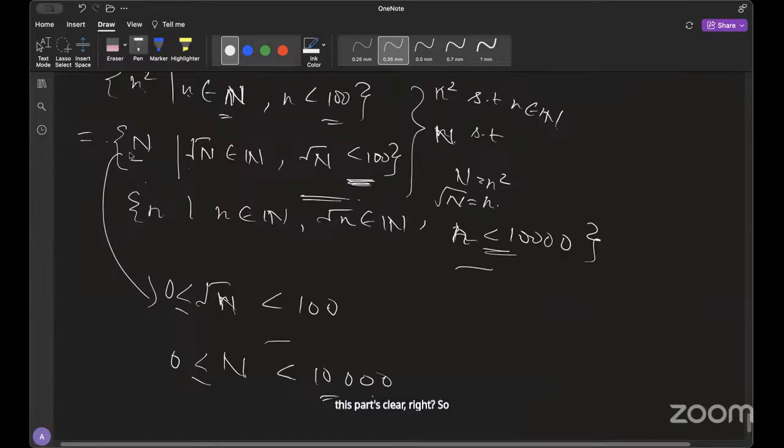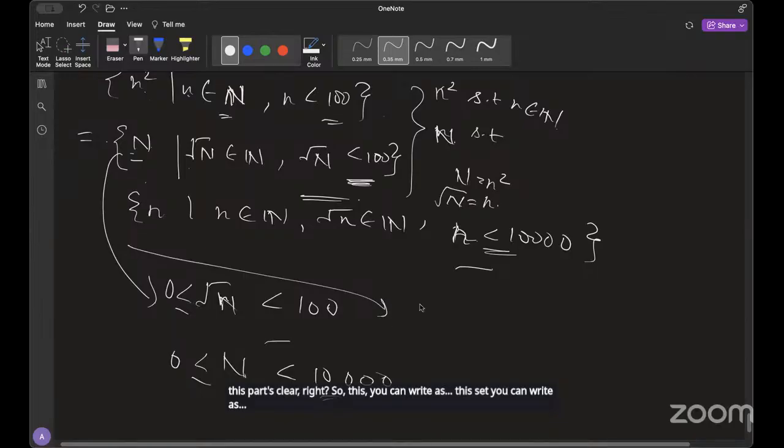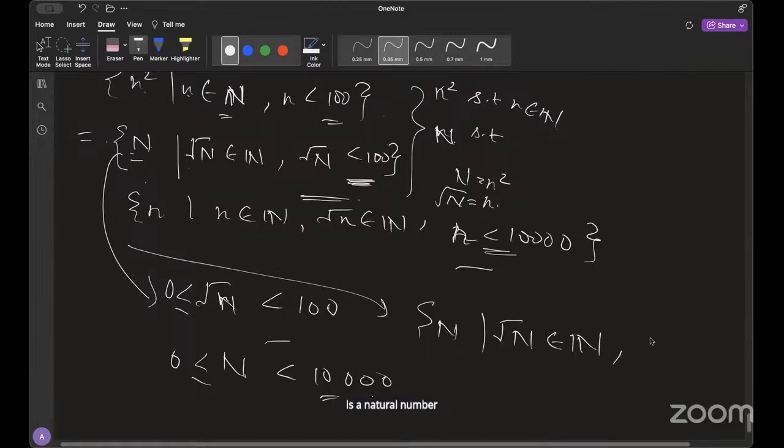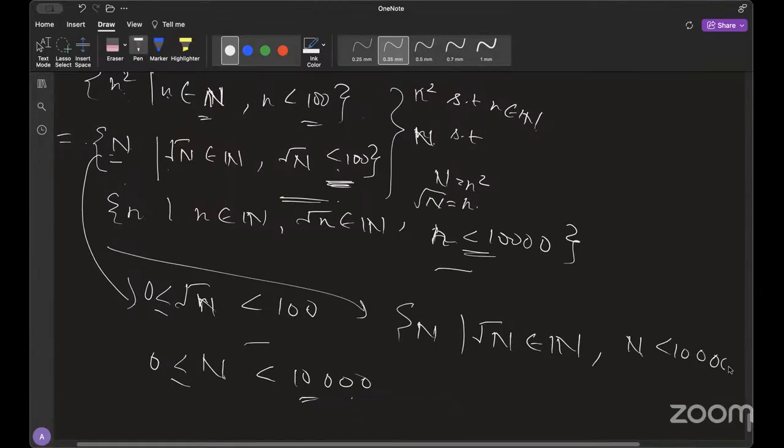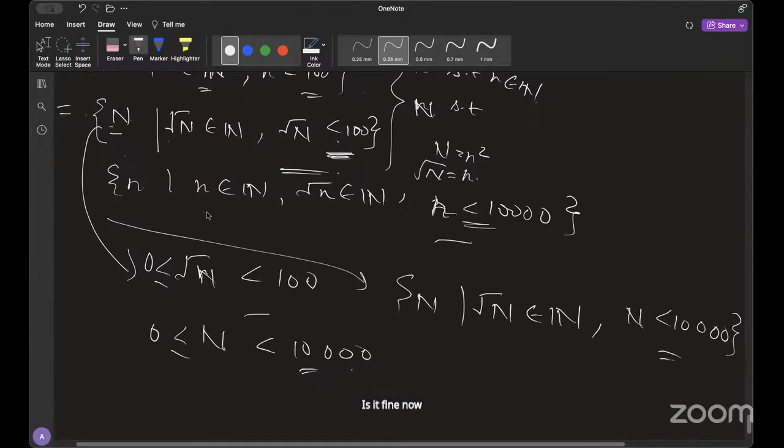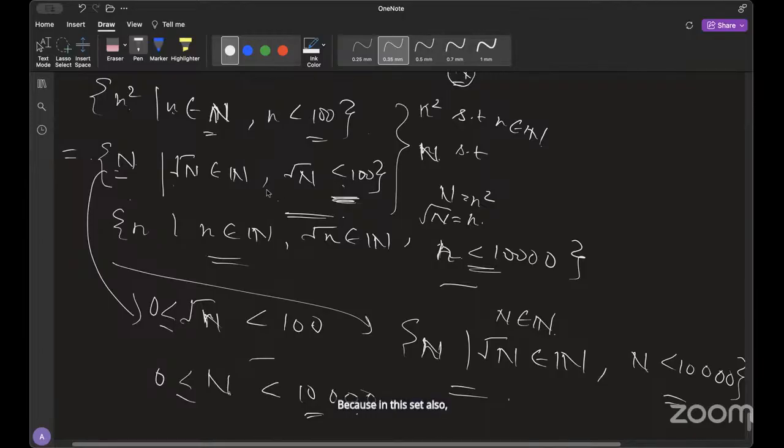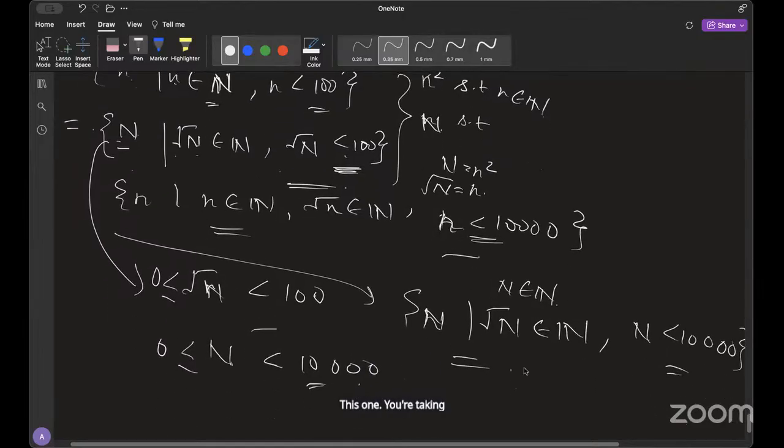So this set you can write as n such that square root of n is a natural number. And instead of writing this thing, because we want to make it look like option 3, you can take this thing. Is it fine now? This is exactly the same as this set. The only difference is obviously taking n to be natural numbers, because in this set also, you're taking n to be natural numbers, right? So this part's understood.